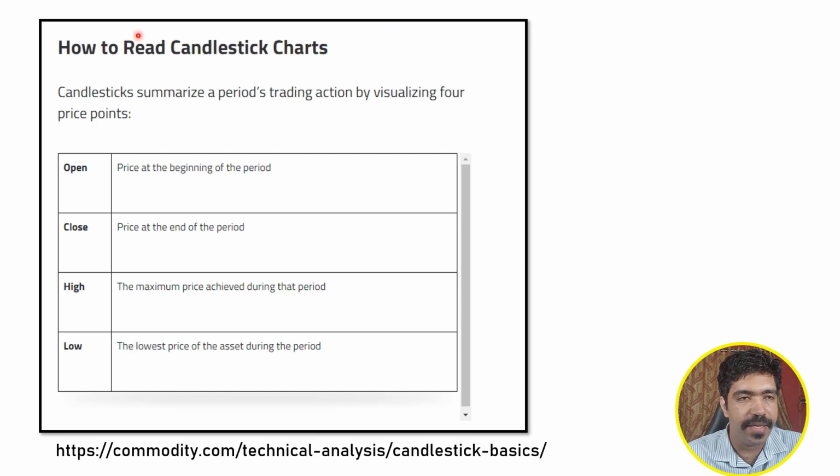Now, how to read a candlestick chart pattern. In this case we have four price points for a single candlestick: the opening price, the closing price, the high price and the low price. The opening price is the price at the beginning of the period, the close price is the price at the end of the period, high is the maximum price achieved during that period, and low is the lowest price of the asset during that period. So for each and every candlestick, for each and every time frame, we have four price points: open, close, high and low. We need to understand this for each and every candlestick.